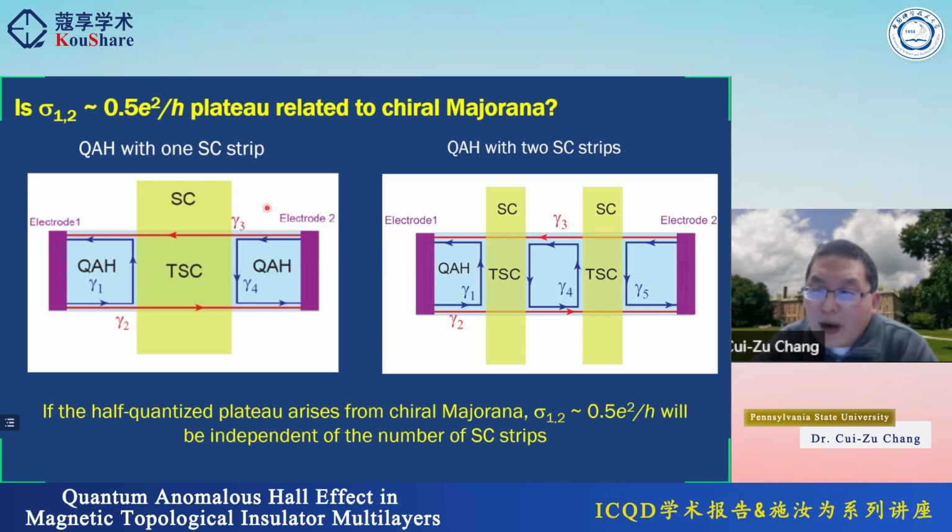This is the quantum anomalous Hall device with one superconductor strip, as I just showed you, and there are four chiral Majoranas from gamma 1 to gamma 4. If we put two superconductor strips, according to the theoretical prediction, the formation of the Majorana is very simple: one Dirac fermion becomes two Majoranas, always one to two. So if you take the two-terminal measurement, it should always be e squared over 2h, independent of how many superconductor strips you put on top of the quantum anomalous Hall layers. In this device there are five chiral Majoranas. If in this device we took two-terminal, it's still e squared over 2h. The e squared over h in this kind of device may be related to the chiral Majorana.